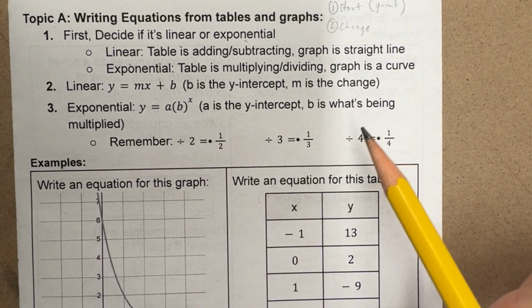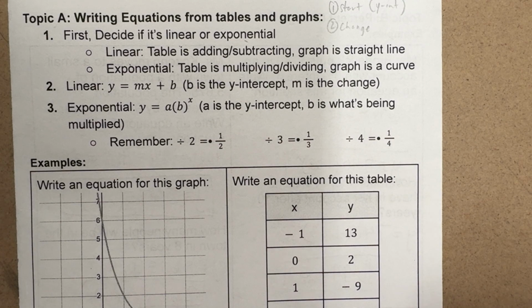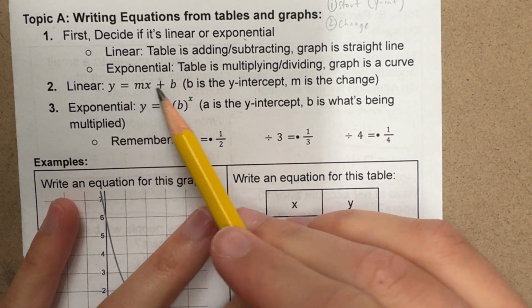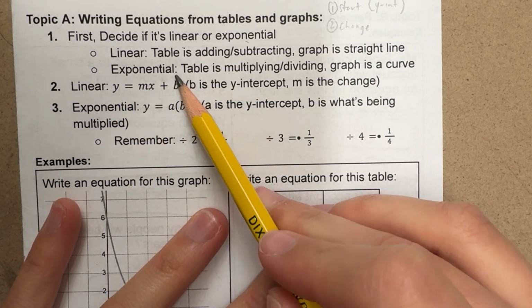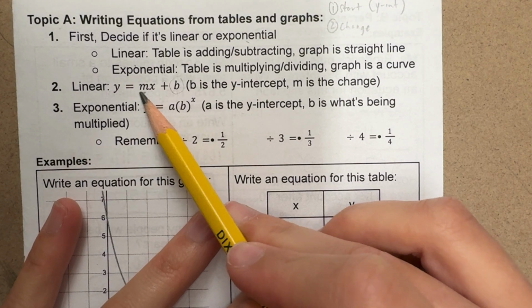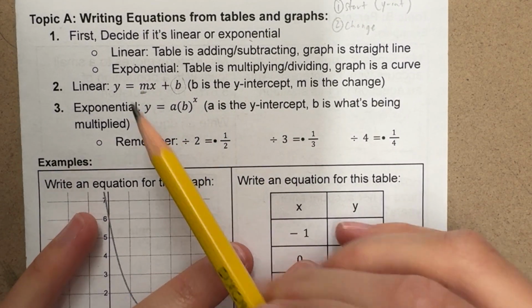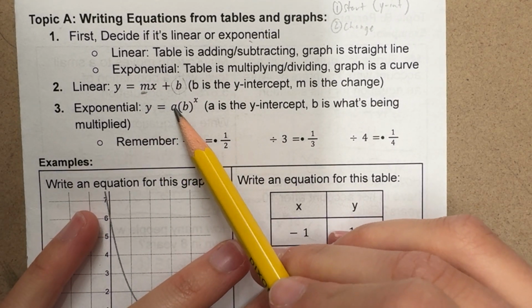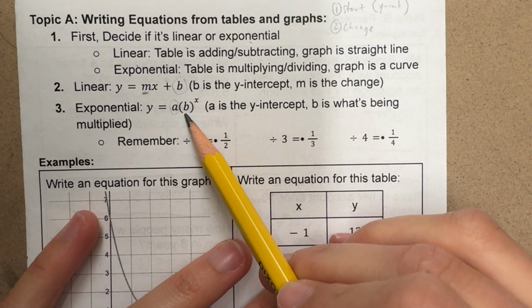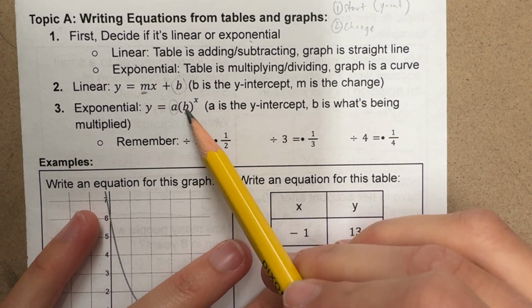Either way, we're still going to be looking for the y-intercept, and then we'll be looking for how it's changing. Now, if it's linear, we're going to write an equation that looks like this, where we put the y-intercept right here, and then whatever's being added or subtracted goes right here. If it's exponential, we're going to put the y-intercept right here, and then however it's changing, whatever's being multiplied or divided is going to be right here.